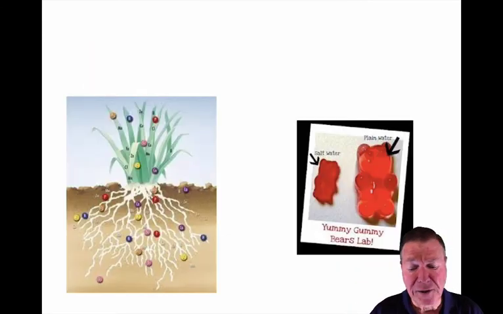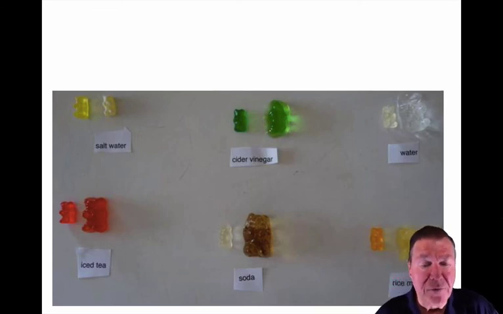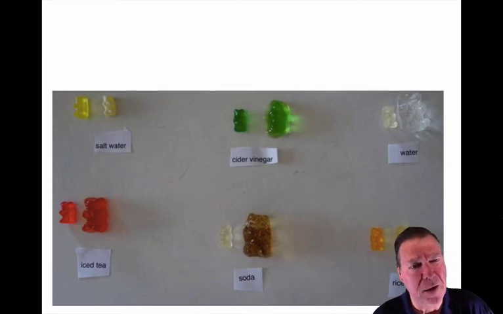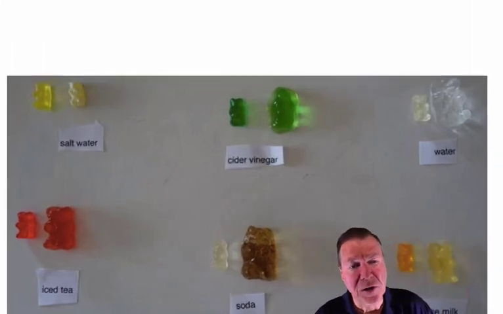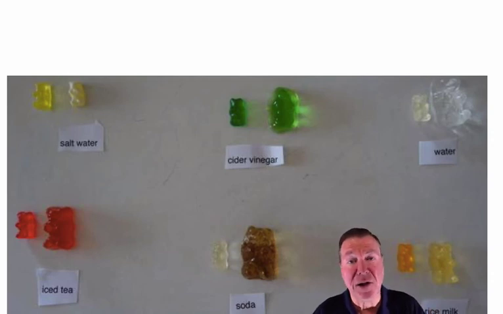So it affects plants. And you can do this at home. This is what I did one time as an experiment to demonstrate it. If you take gummy bears, and they have to be, I think, the original gummy bears, Haribo, maybe, something like that. And you put them into a salt solution, vinegar, water, iced tea, soda, or rice milk, you can see the different shapes. With salt water it shrank. Why? Because the water actually leaves the gummy bear. In water, it swells up. But why does it do that? Because of osmosis, the water going from the high concentration to the low concentration.